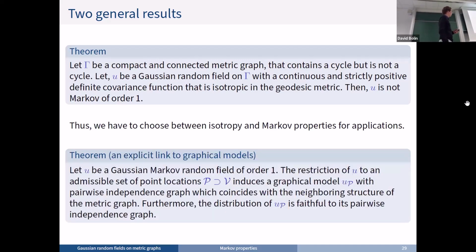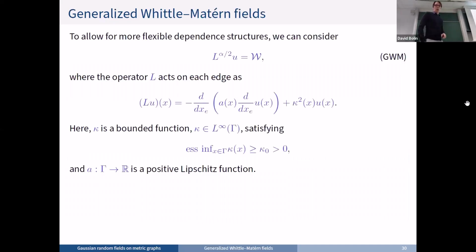Another thing you might wonder about is, if you have this model, a Gaussian process that has this Markov property on this general metric graph, and you restrict it to some observation locations and only look at the process there, you would kind of expect that you should get a graphical model, so a discrete Gaussian process on a discrete domain. And this is basically what this result is saying, that you indeed do get a Gaussian graphical model where essentially the dependence graph of this graphical model coincides with the metric graph.